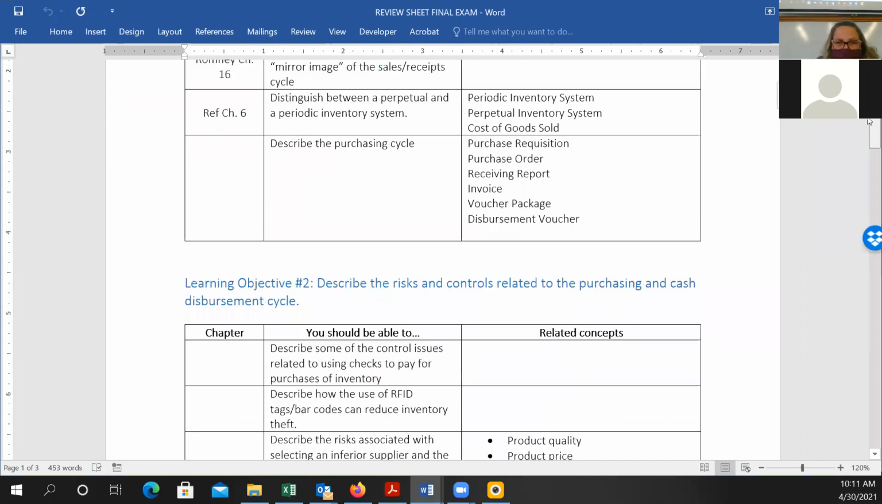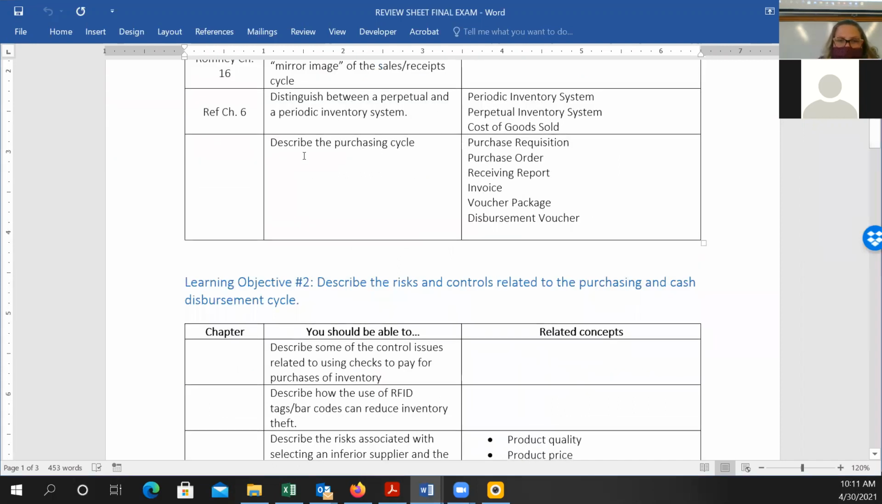You have lots of multiple choice questions about the purchasing cycle. You should know what each of these documents are: the purchase requisition, the purchase order, the receiving report, the invoice, the voucher package, and the disbursement voucher. What they are, what purpose they serve, what order those documents are created. All of those are topics that get covered in multiple choice questions.